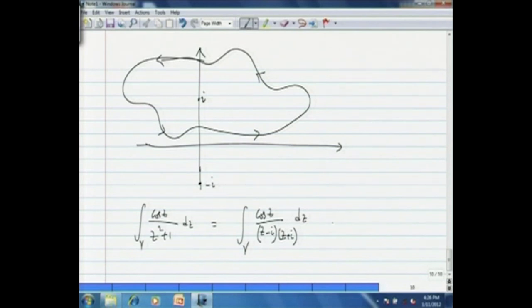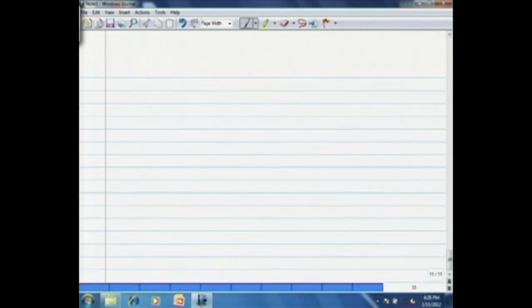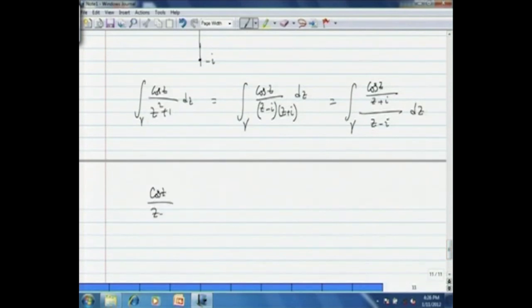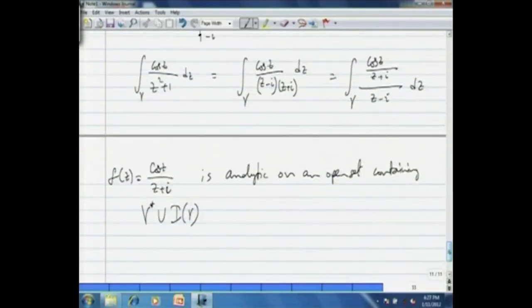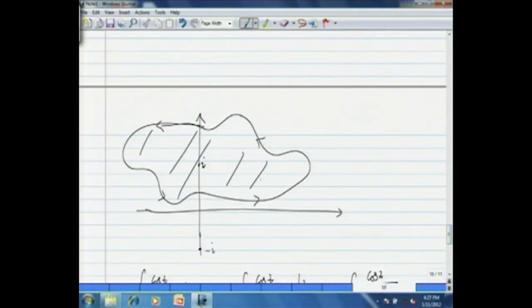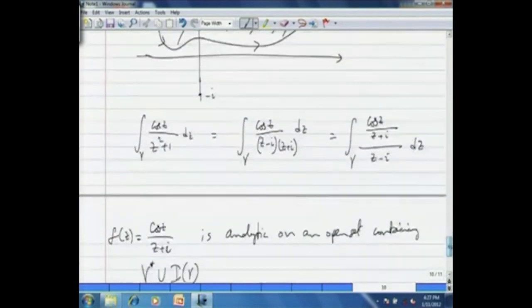So, I will write this as cos z over z plus i, divided by z minus i dz. So, that cos z by z plus i, if you choose that to be your f of z, this is analytic on an open set containing gamma union the inside of gamma. Actually, that should be the trace of gamma, gamma star, union inside of gamma. So, this is gamma star. Here is the trace of gamma, and on the inside cos z by z plus i is analytic.